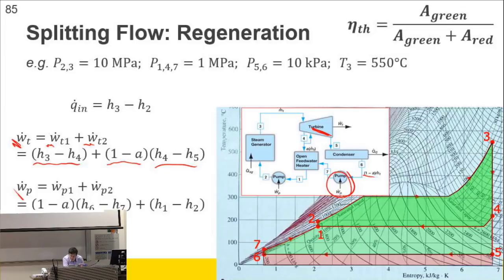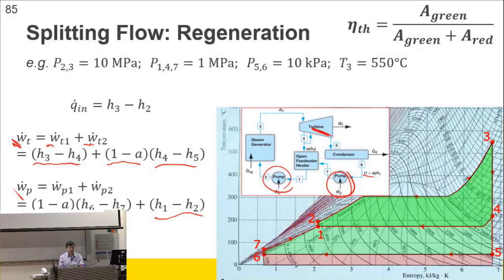And for pump two, we get the whole mass flow times the difference in the enthalpies. So that's our work for our turbine and our work for our pump. The steam generator is fairly simple in this case. We don't have a reheater, so it's just the difference in enthalpies between state point 2 and state point 3.